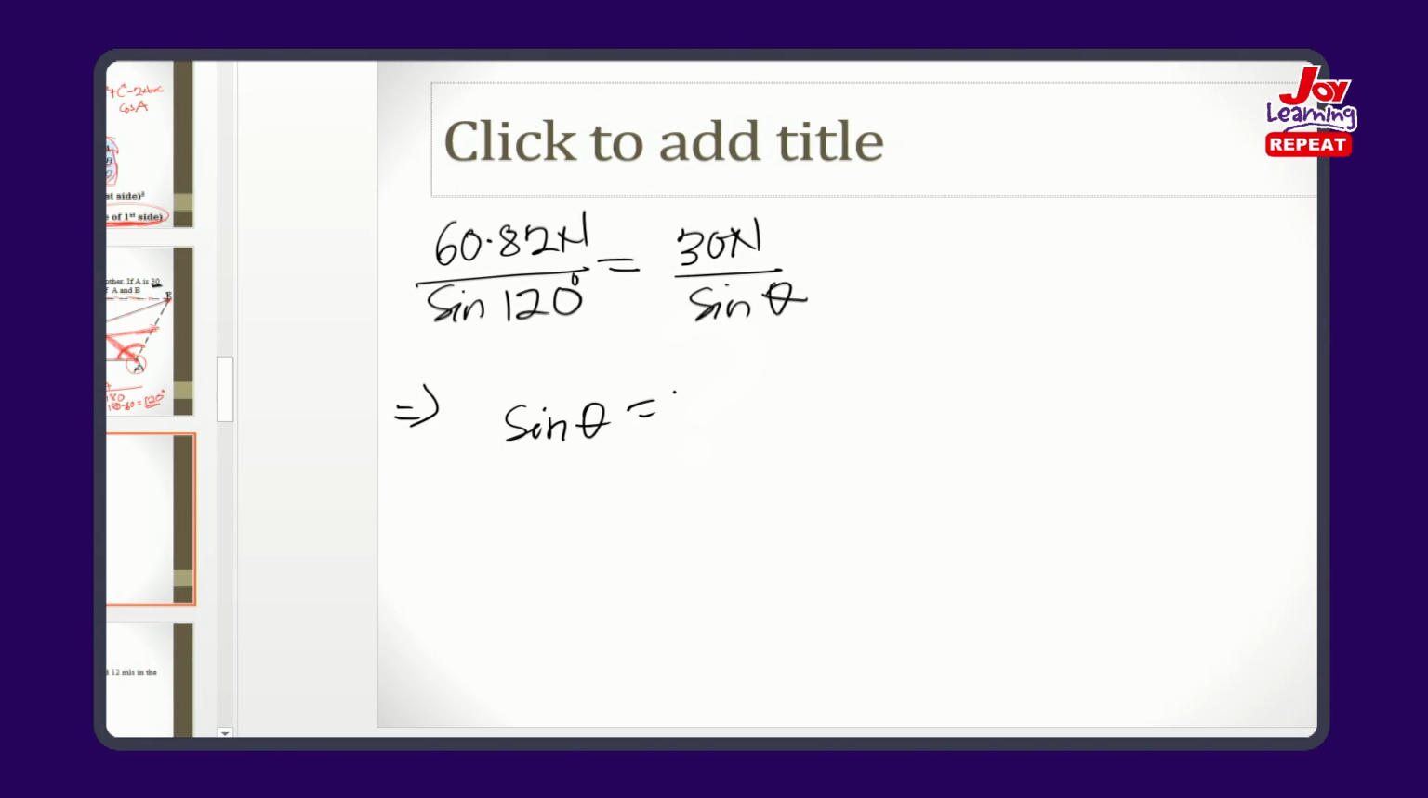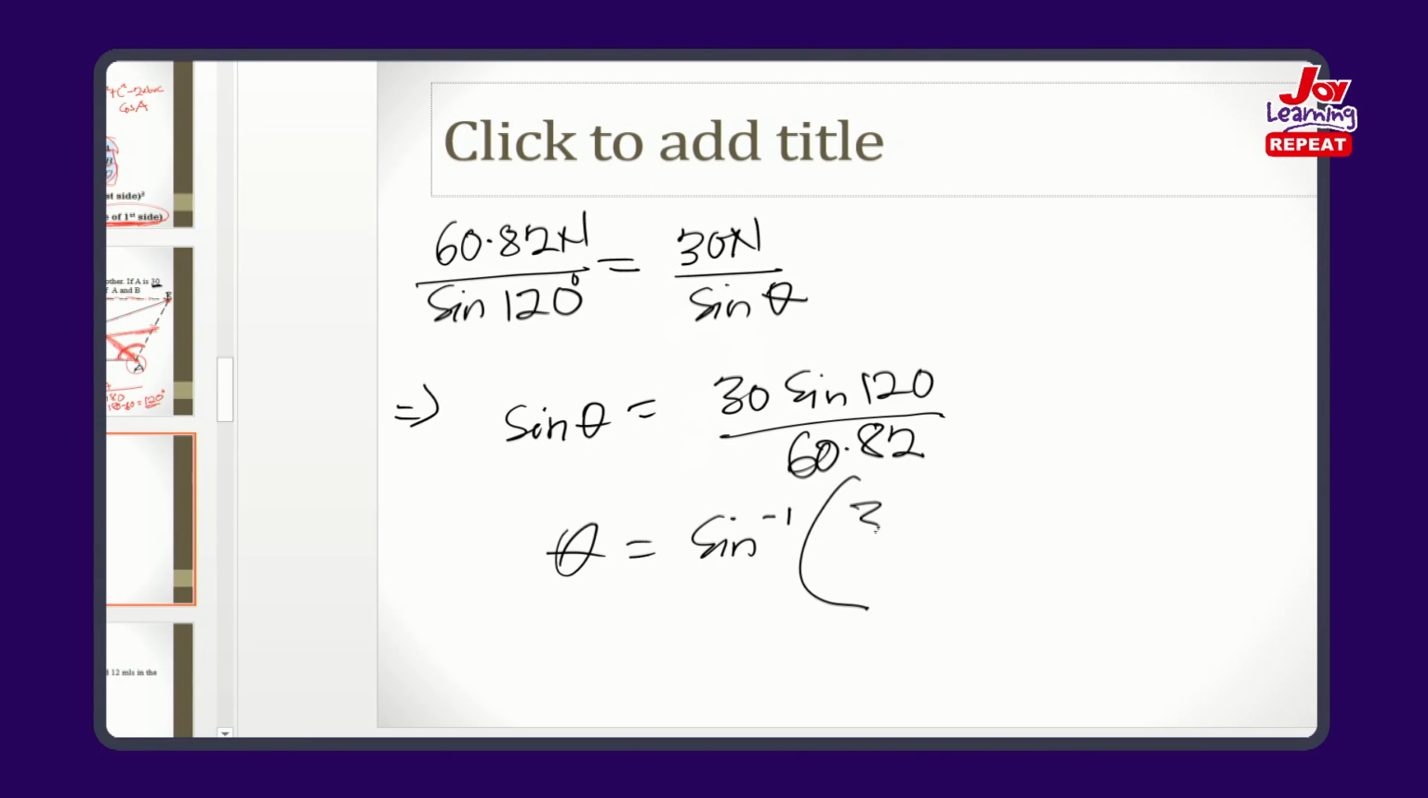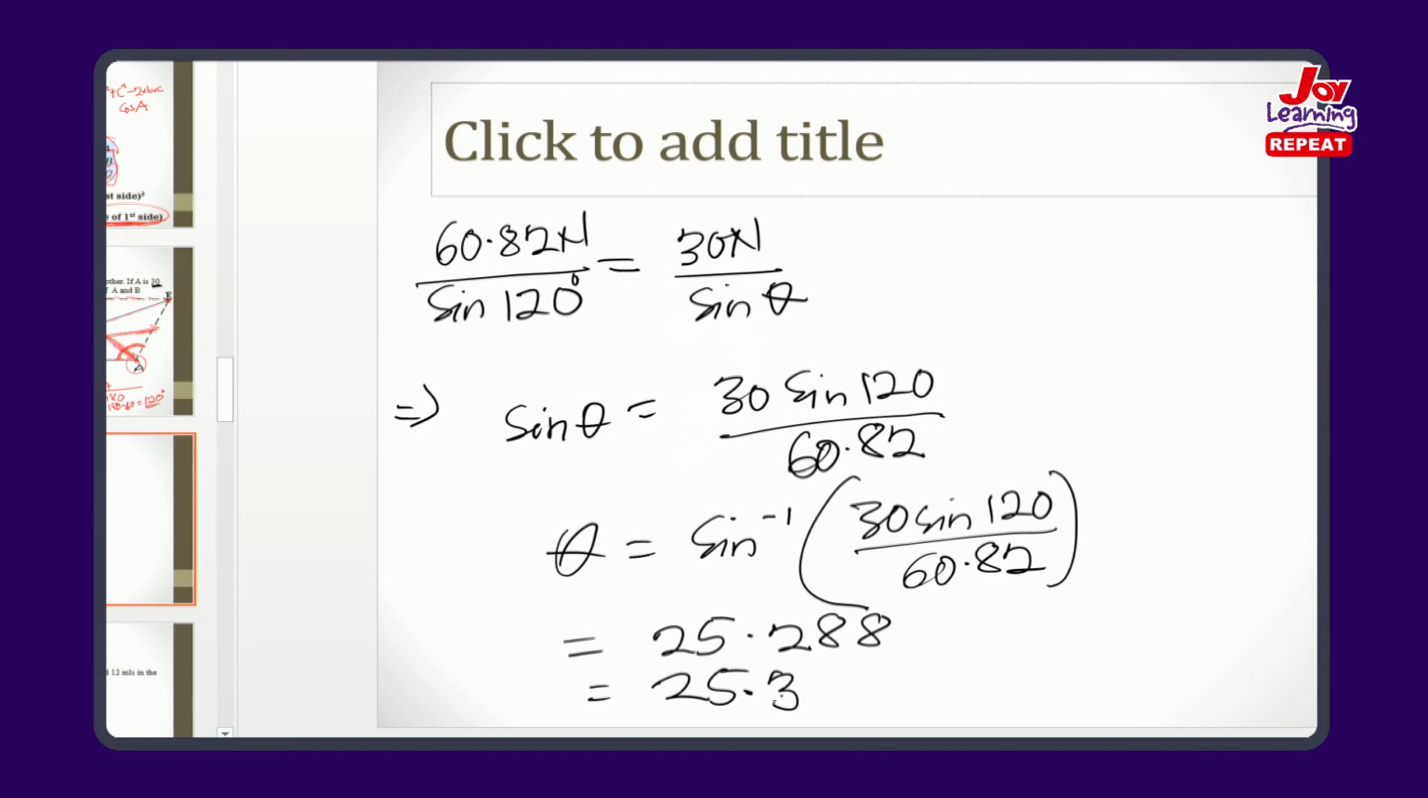From here, we can see that sine theta is equal to 30 sine 120 on 60.82. Therefore, our theta will give us the sine inverse of 30 sine 120 on 60.82. If you use your calculator, you will see that you are going to get your theta to be equal to 25.288. So we can just say it's equal to 25.3.